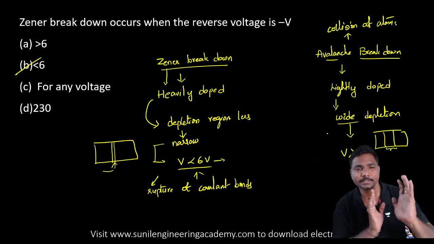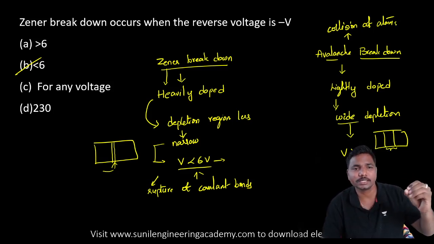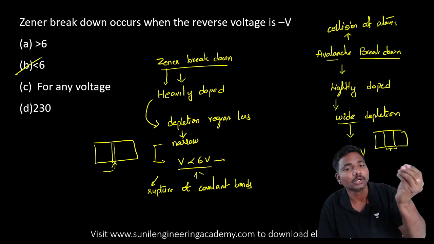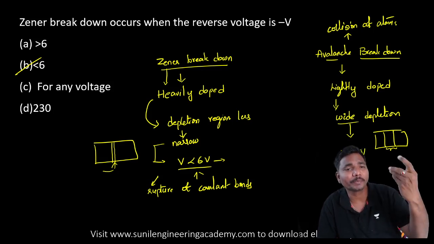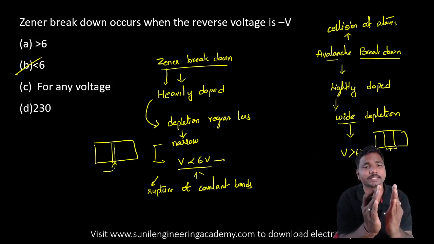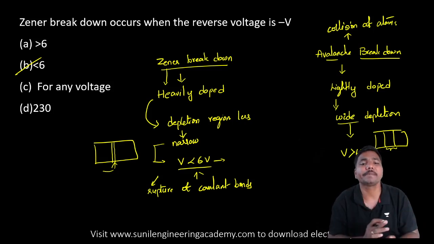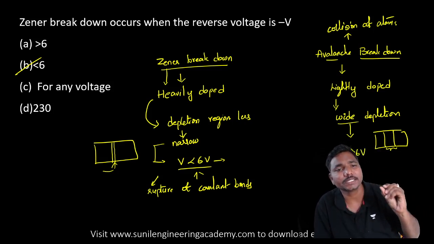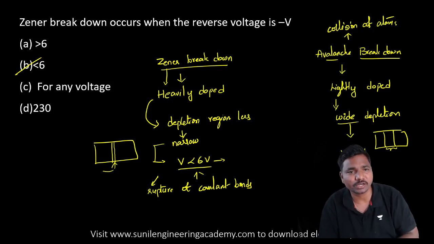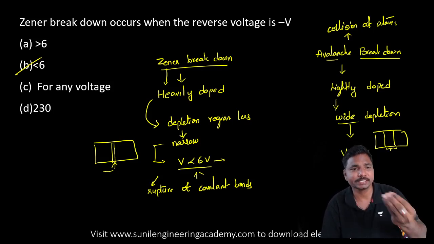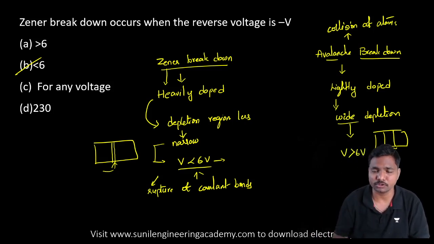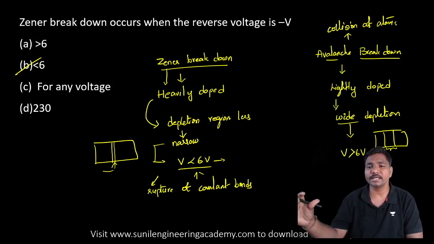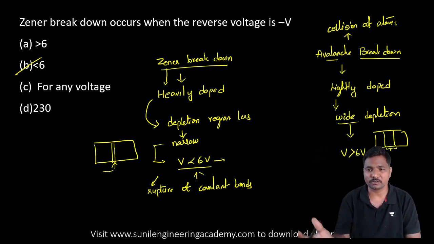So once again, guys, a simple idea: Zener breakdown is nothing but heavily doped. So it occurs in case of heavily doped regions. Whenever the doping is higher, the depletion layer size is less, so that is a narrow depletion region. Whenever the depletion region is narrow, a small voltage is enough to break the junction. That is less than 6 volt for Zener breakdown. And for avalanche breakdown, more than 6 volt. Why? Because it is a wide depletion layer. To break that, we require a lot of voltage.